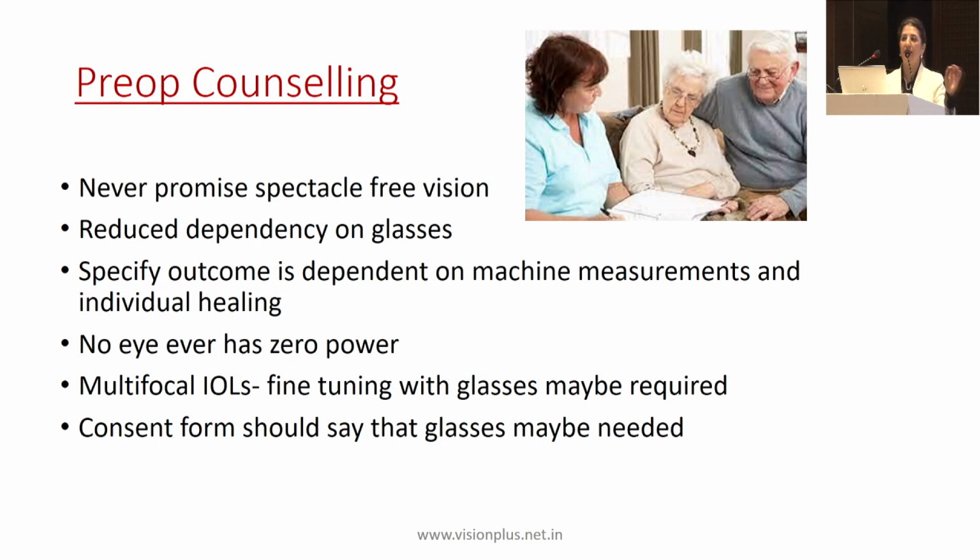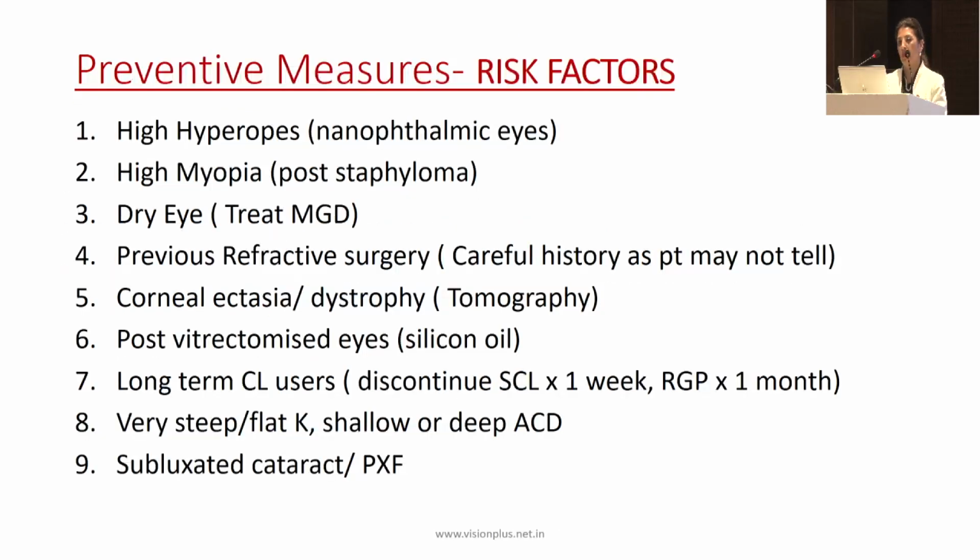So I use that line very clearly, that it depends on the healing of your eye, and that no eye ever has a zero power. So you'll always have a little bit of 0.25 of cylinder or sphere, and fine tuning with glasses may be required. And sometimes I think now, we've got in our consent form also a line saying that glasses may be required after surgery. So taking preventive measures is extremely important, especially where you have risk factors.